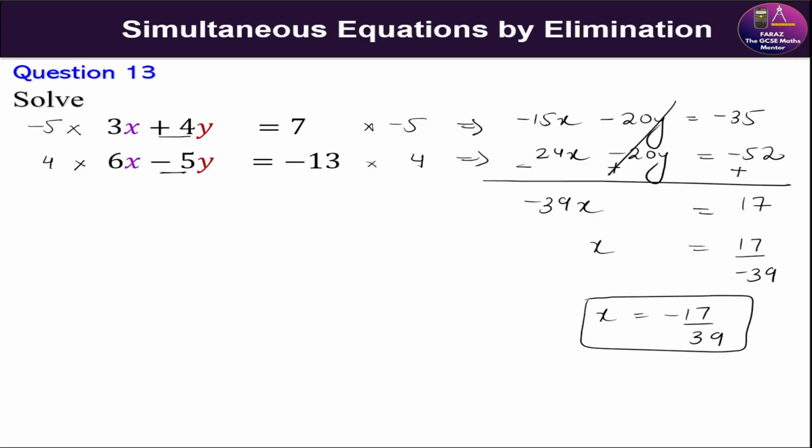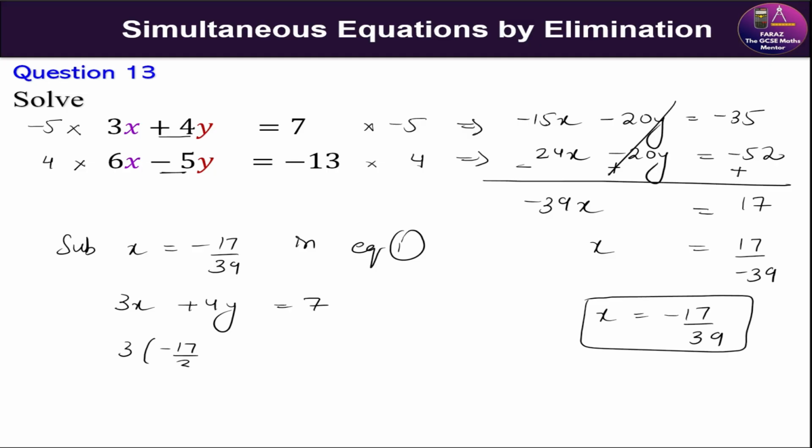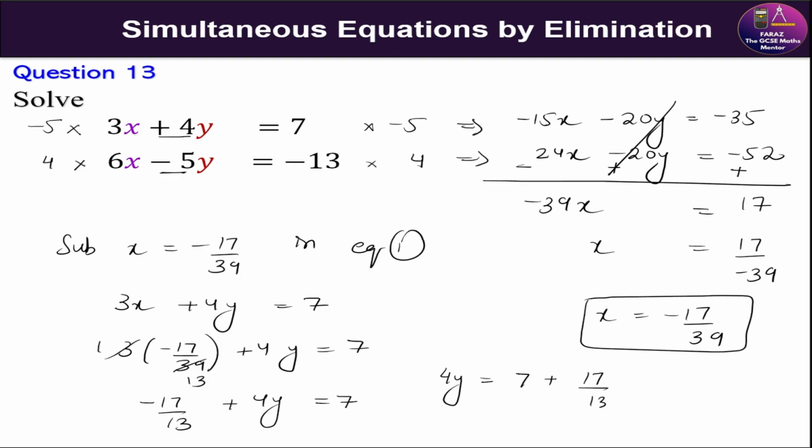Now if we want to calculate the value of y, we have to substitute this value of x equals minus 17 over 39 in any equation we want. Let's substitute in equation number 1. Equation number 1 is 3x plus 4y equals 7, and therefore we have 3 times negative 17 over 39 plus 4y equals 7. So you have to cancel this. 3 ones are 3, 3 threes are 9, and that is negative 17 over 13 plus 4y equals 7, and therefore 4y equals 7 plus 17 over 13.